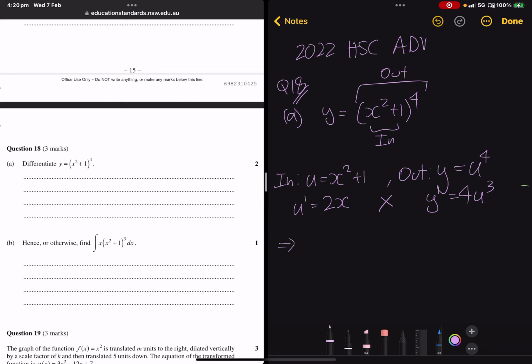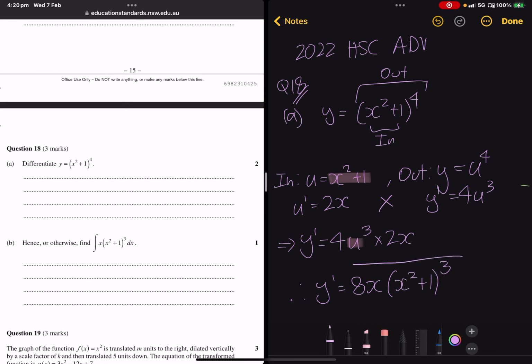Multiply these together. So this gives us the actual derivative, y prime, is 4u cubed times 2x. But now we have to back substitute u into this solution and simplify it. So 4 times 2, so we use a therefore here. Therefore y prime is equal to 4 times 2, which is 8, times x squared plus 1 cubed. And this is one way to differentiate this function.